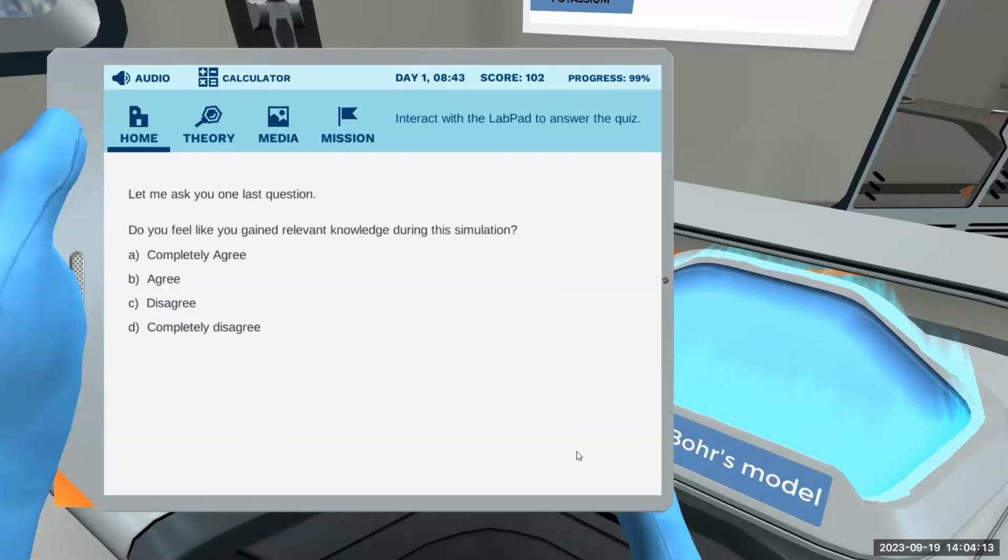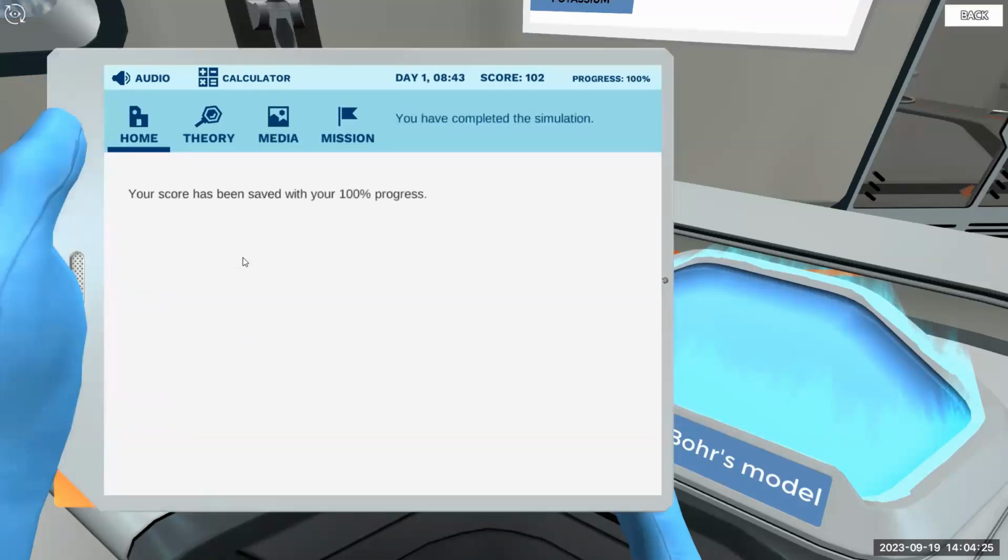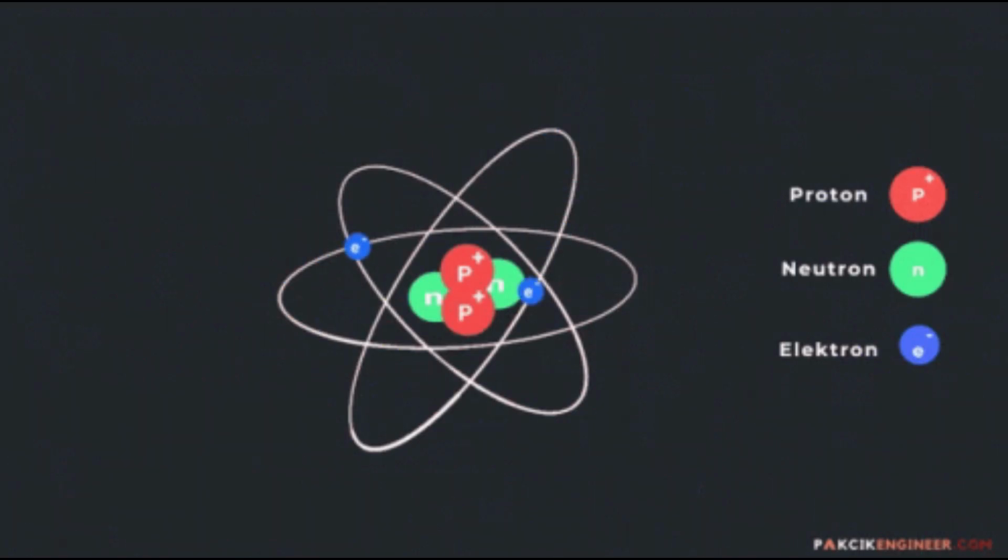Do you feel like you gained relevant knowledge during this simulation? Option A, completely agree. Option B, agree. Option C, disagree. Option D, completely disagree. That's the end of it.